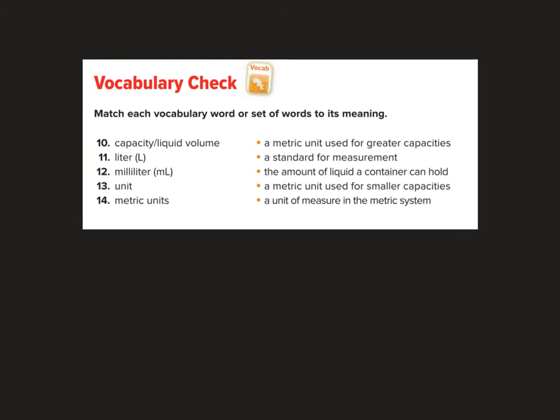Match each vocabulary word or set of words to its meaning. Okay, so capacity is a metric unit used for greater capacity. No, a standard for measurement. That would be a unit. The amount of liquid a container can hold is the capacity. Okay, a unit is a standard for measurement. A metric unit used for smaller capacities would be a milliliter, and a liter would be used for larger capacities. And metric units are a unit of measure in the metric system.